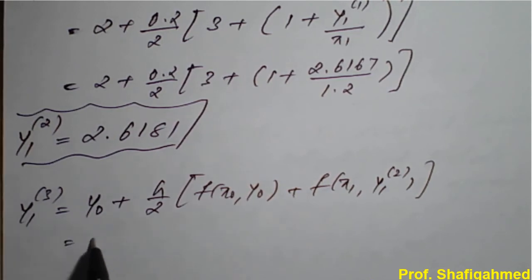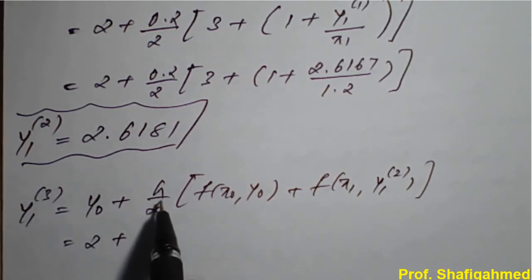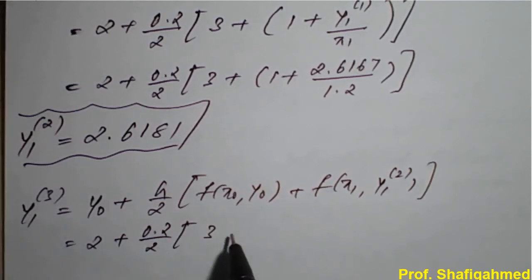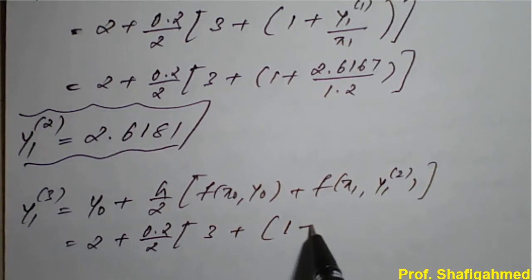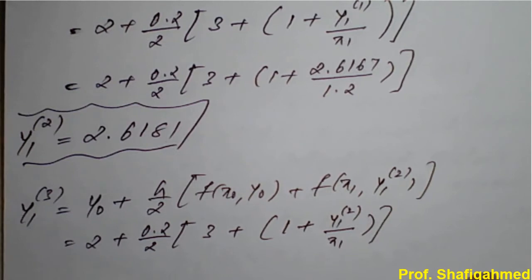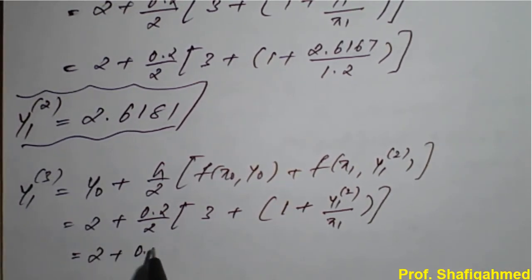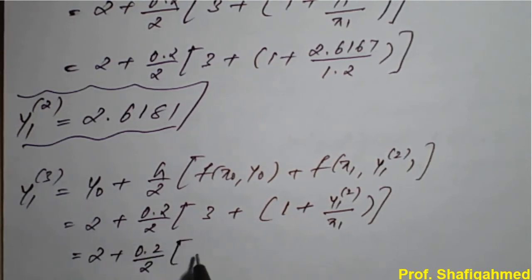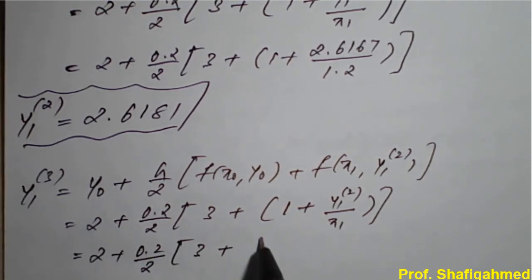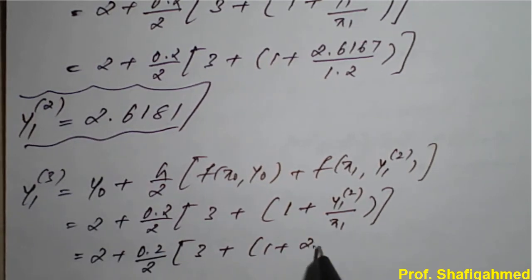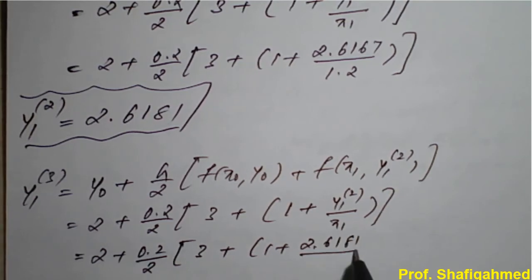So therefore y0 value is 2 plus h value is 0.2 divided by 2. f of x0 comma y0 is 3 plus here it is 1 plus y1 of second approximation divided by x1. So fill in the values of y1 of second approximation and x1. 2 plus 0.2 divided by 2 into 3 plus 1 plus y1 of second approximation, we got 2.6181, divided by 1.2 as it is.